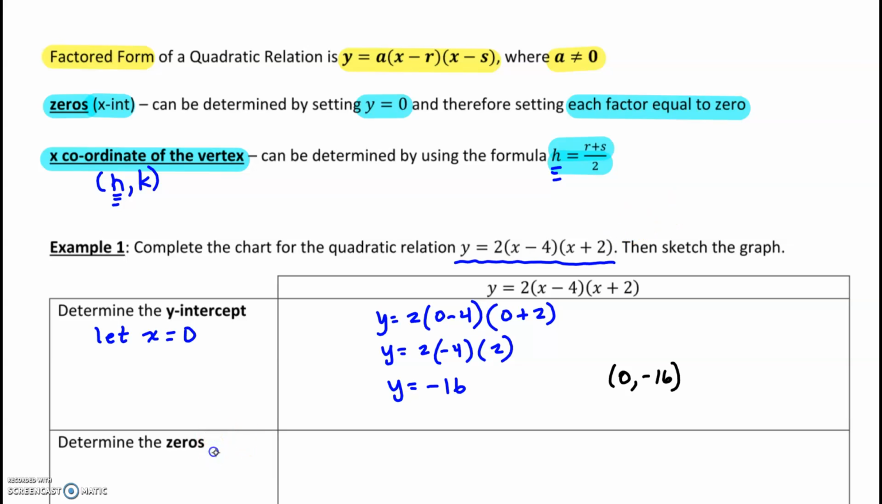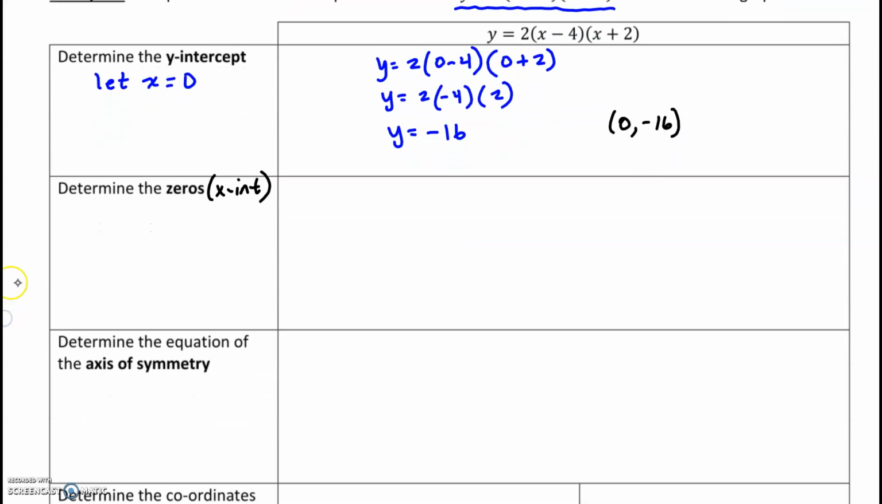Next to zeros, I'm just going to write x-intercepts because we know that they mean the same thing. And how do we find our x-intercepts? We let y equal 0. All right, so it's going to be, instead of y equals, it'll be 0 equals 2 times (x minus 4) times (x plus 2).